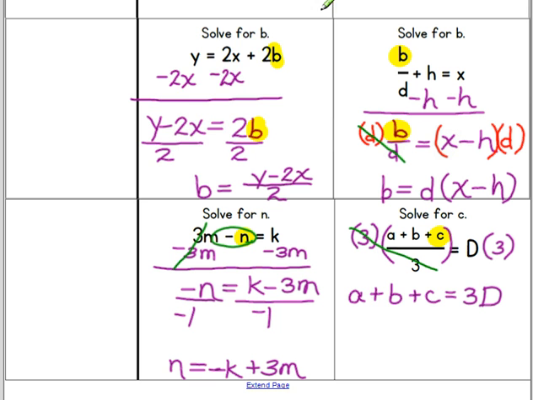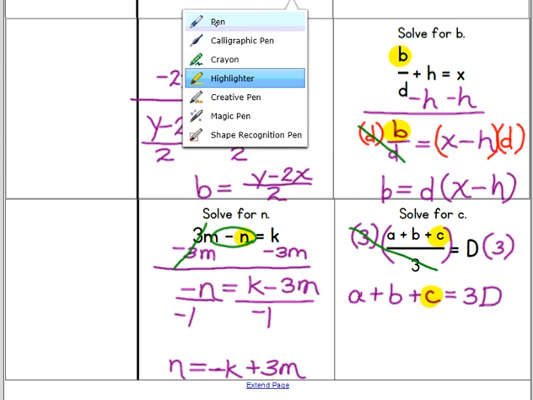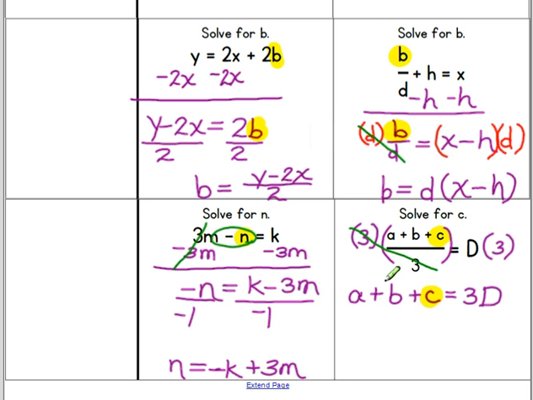And we're still trying to get c by itself. So we need to remove or undo the a and the b from this side. So we can subtract a and subtract a. So then we would have b plus c is equal to 3d minus a.